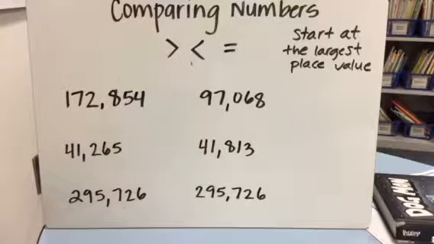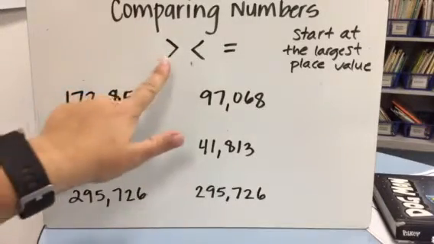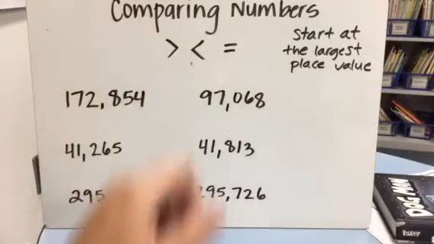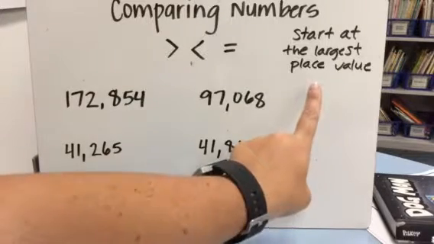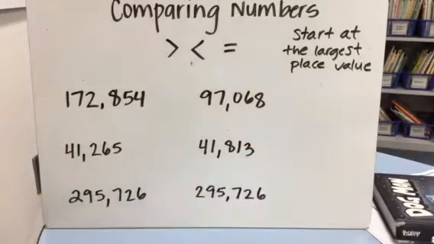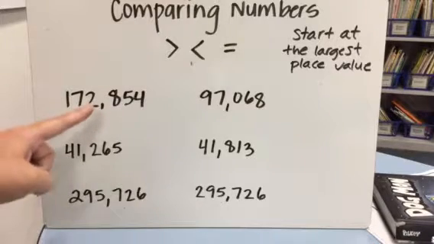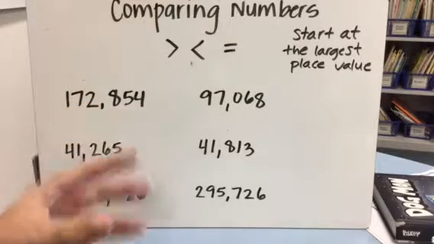In this video, I'm going to be modeling for you some of the strategies we use as we talk through comparing numbers by using place value. So we will be using these three symbols to compare numbers and order them from least to greatest. And one thing you want to keep in mind is you want to start with the largest place value when you are comparing numbers. So I'm going to show you three different examples of how we think through it.